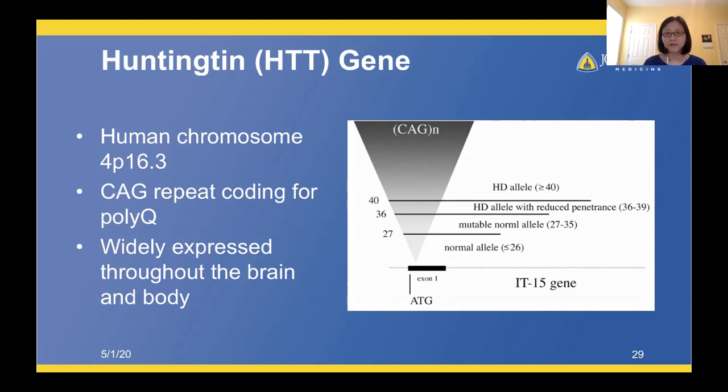However, if they pass on that allele to their offspring, there's a little bit of instability, or there's always a few number change on either end. Now, if it expands just a little bit more, then their offspring would end up with somewhere between 36 to 39 repeats, which means they'll likely develop some kind of symptoms of HD. If the CAG length is 26 or smaller, that's a normal allele.